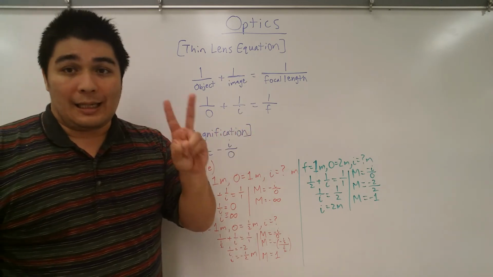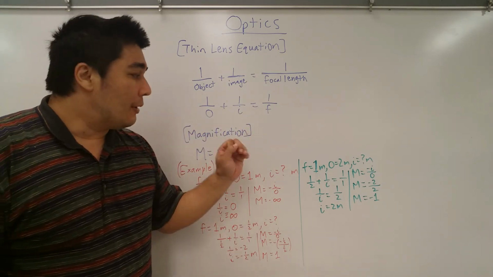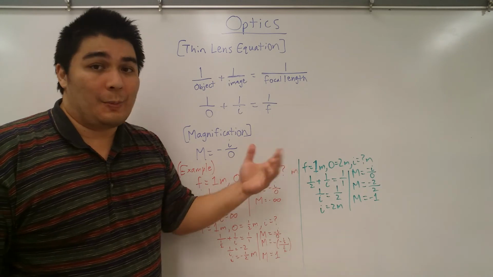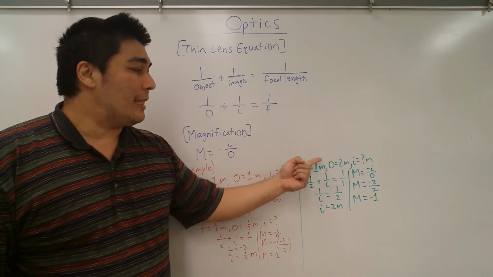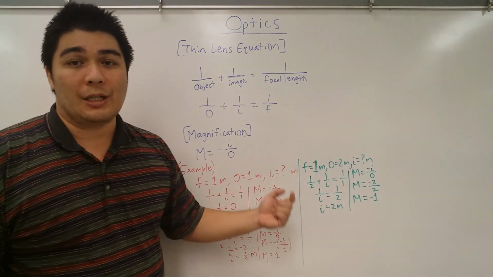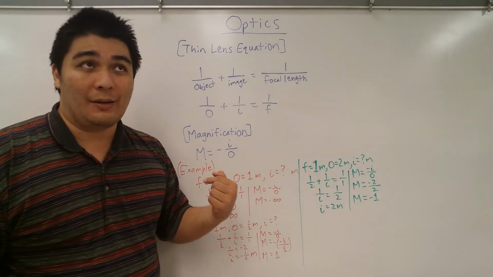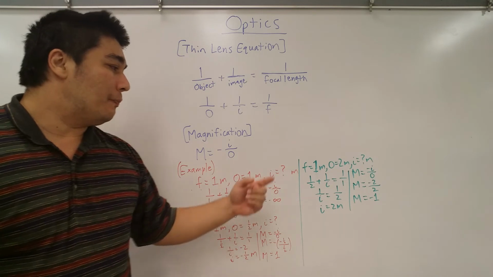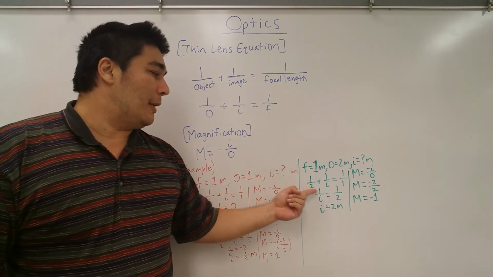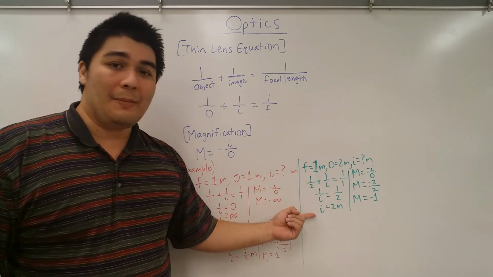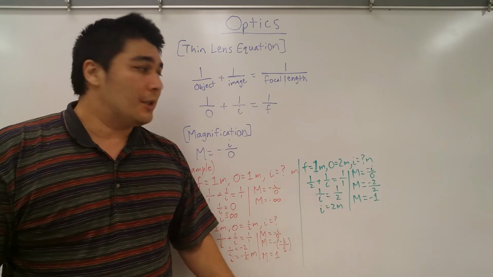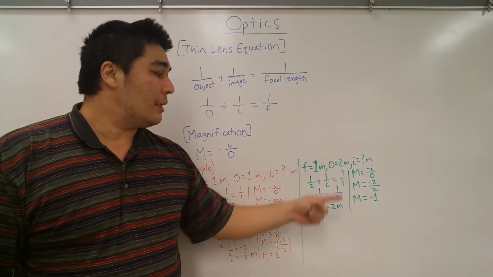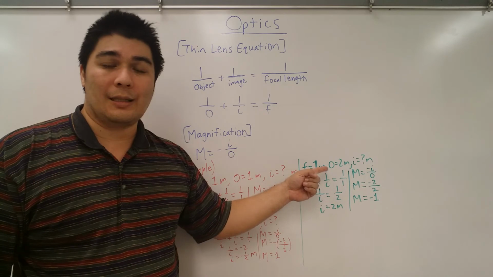Now, of course, that's the second example. What's the third example? The third example has the same focal length, so basically it's the same lens, but this time the object distance is now 2 meters. It's twice as far away as the focal length. So what will the image be? Well, when we plug in all our numbers, we get that the image distance will be 2 meters. So it'll be the same distance as the object.